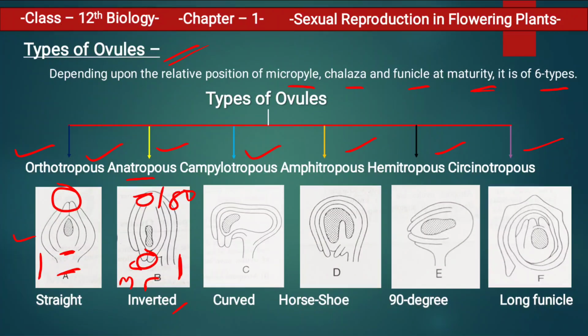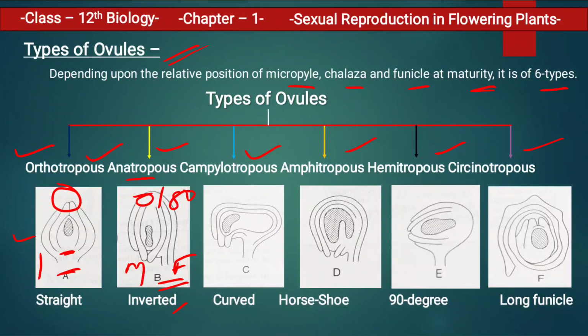Clear? Sometimes questions are asked regarding in which type of ovule micropyle and funicle are present in a parallel situation. So look here, micropyle and funicle are in a parallel position. That is anatropous. And it is also a common type of ovule structure which is generally found in both dicot and monocot plants.